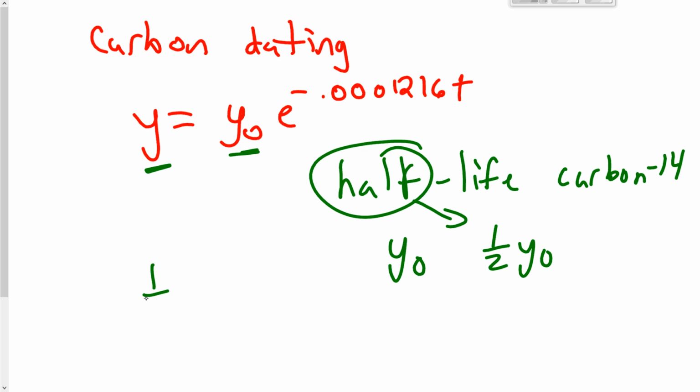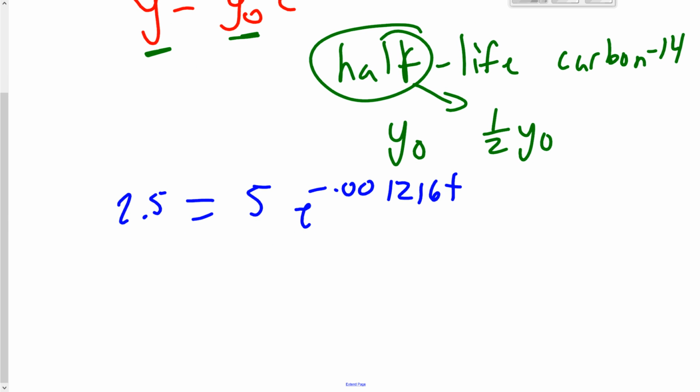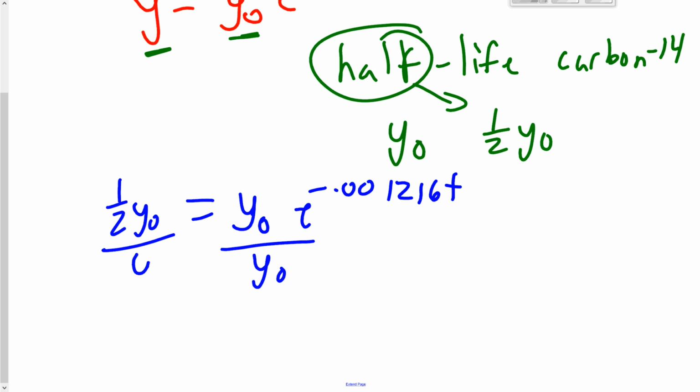Or if you want to put in numbers, you can put in numbers. Go ahead and put in 5. So what would you get out? That'd be 2.5, right? And people that are just looking at the notes here are going to be confused about where that 5 came from. But when I divide by 5 on both sides, aren't I going to get a half? So I'll do this for people to know. When I take 2.5 and divide it by 5, aren't I going to get a half? That's the whole point of a half-life.